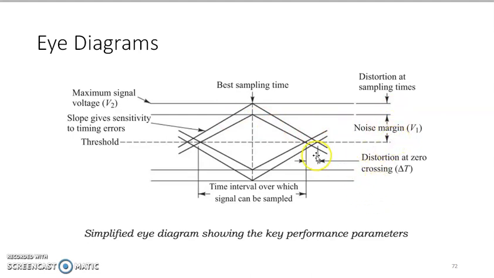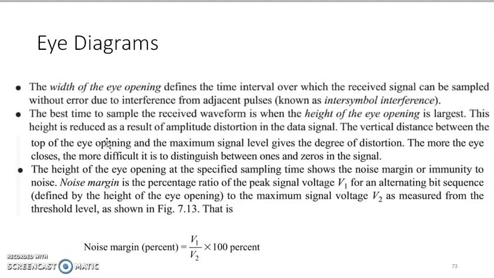And these are the distortions, because of the eye opening here, we can have a distortion at the zero crossing. Similarly, we have a slope sensitivity, because there is an error, so there is a timing error for the given slope. And because of the timing errors, we can say there is jitter in the eye diagram. So that is the interval where it is difficult to identify the eye diagram.